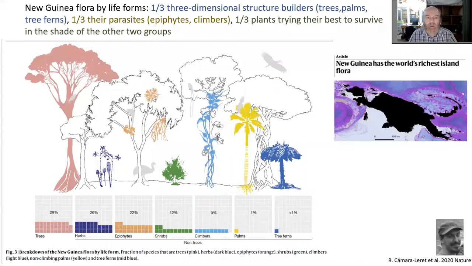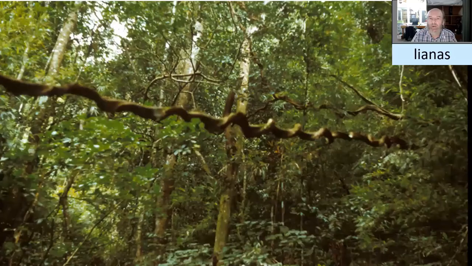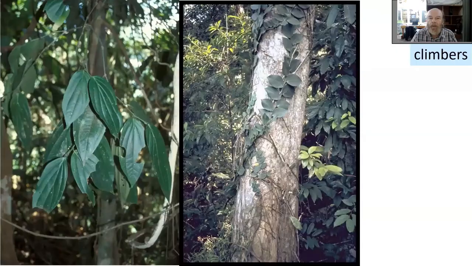Now regarding structure, we have to also consider the life forms. This is just a reminder of the slide you already seen, where we said that 1/3 of the plant species in New Guinea, but also elsewhere, are parasites, either epiphytes or lianas. So I think this is a very interesting phenomenon we should look more closely at. And so let's start with lianas or generally climbers.